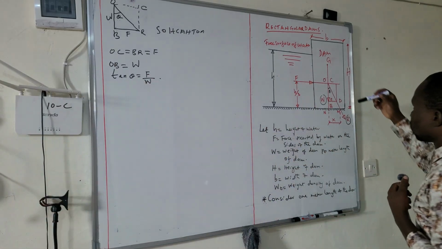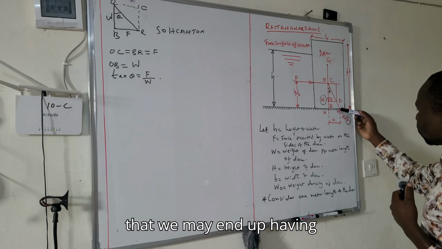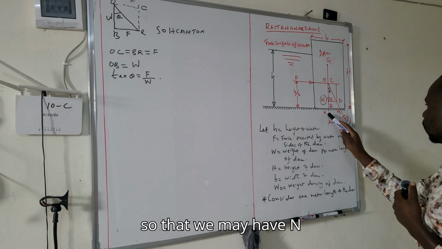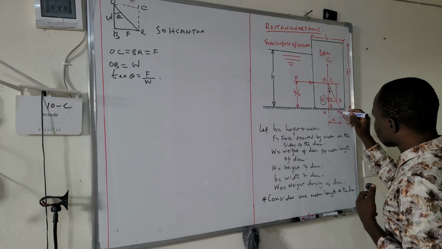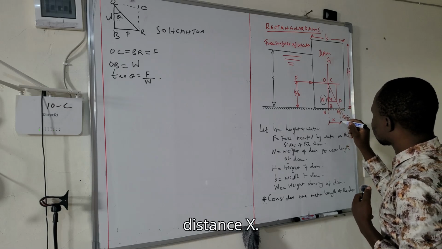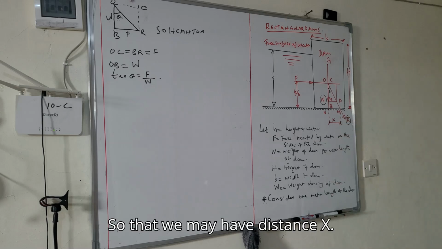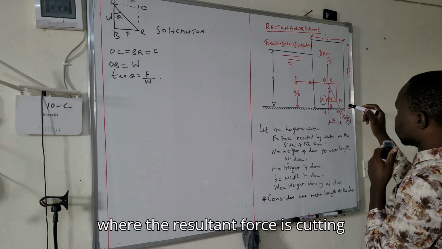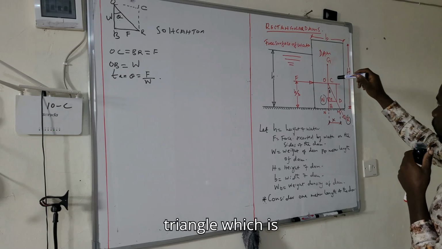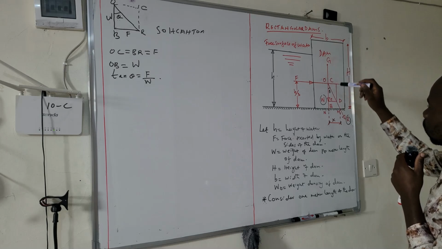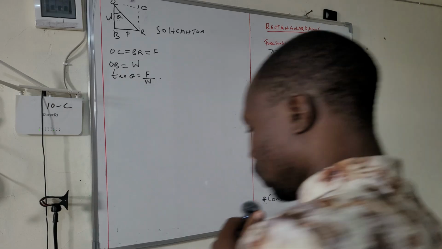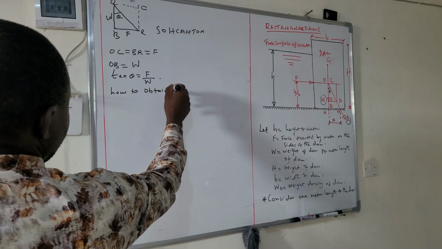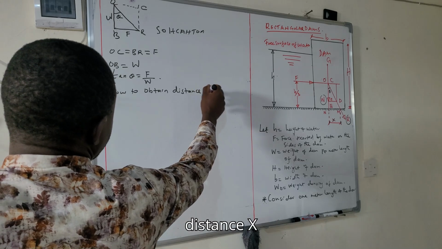So let's extend this resultant force R so that we may end up having here M, and also extend OB so that we may have N, and extend this also so that we may have distance X. So this distance X, where the resultant force is cutting, can be obtained from similar triangles, which are OBD and ONM, as follows. So how to obtain distance X?